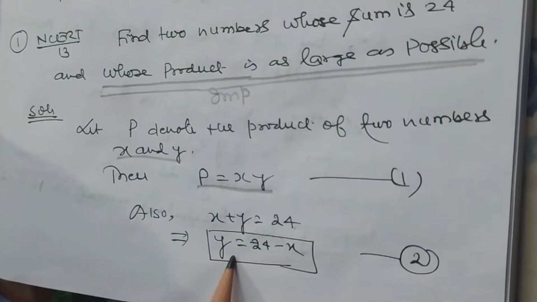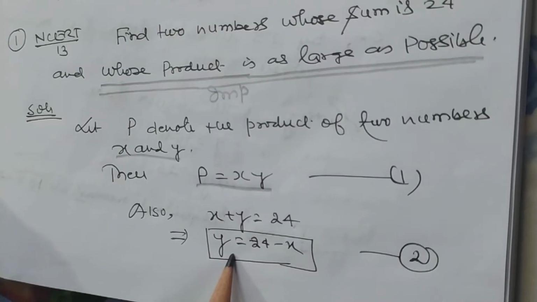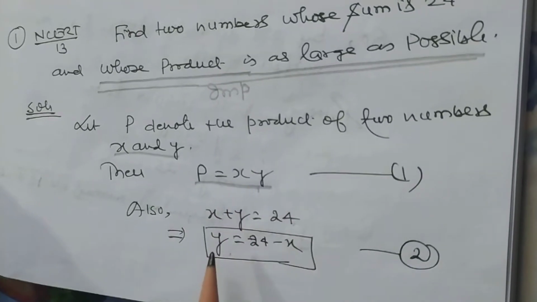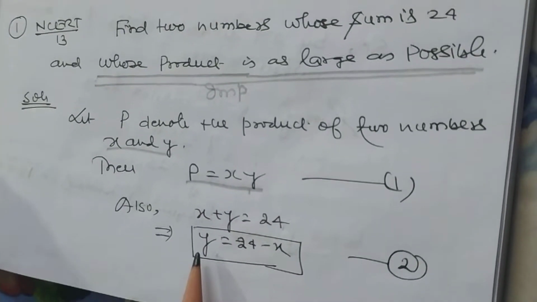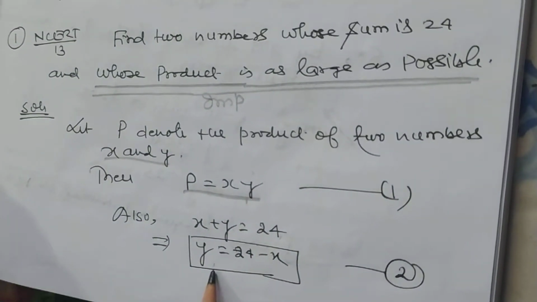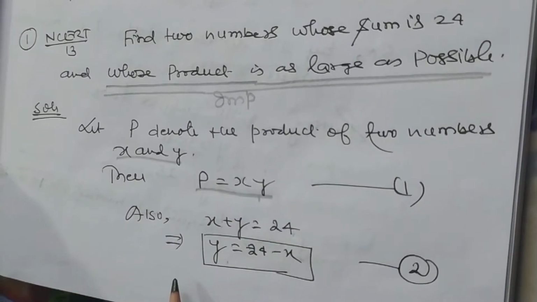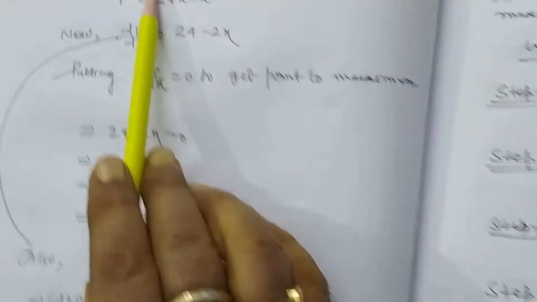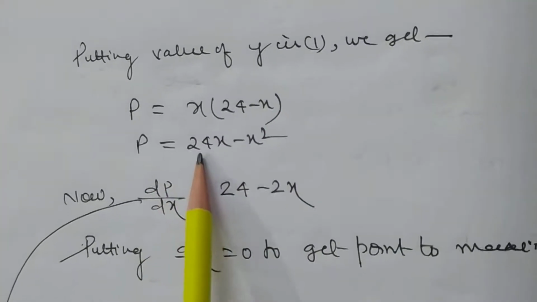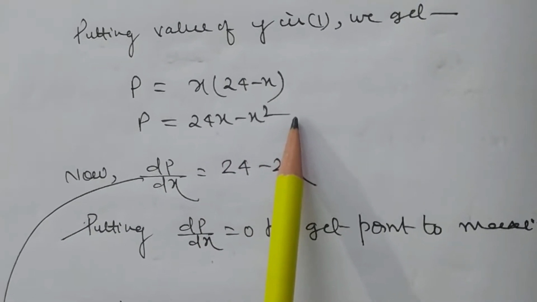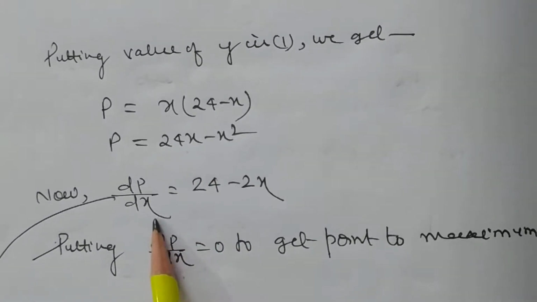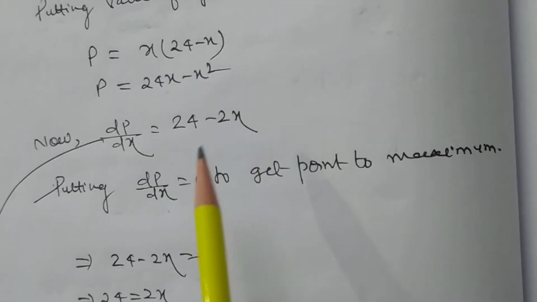With the help of this equation, in equation 1, what do you observe? P is a function of x and y both. So we eliminate y here. By putting the value of y in equation first, we have p is equal to x into 24 minus x. That is p is equal to 24x minus x square. And now, differentiating both sides with respect to x, dp by dx is equal to 24 minus 2x.